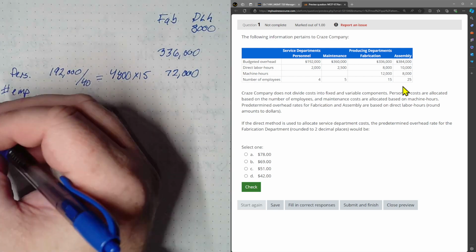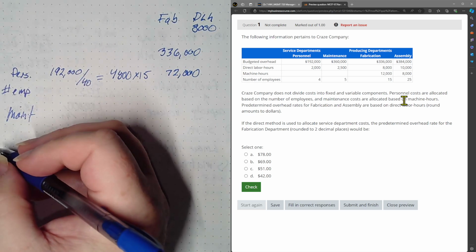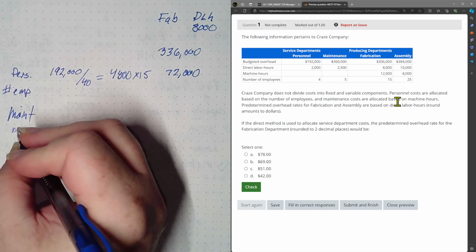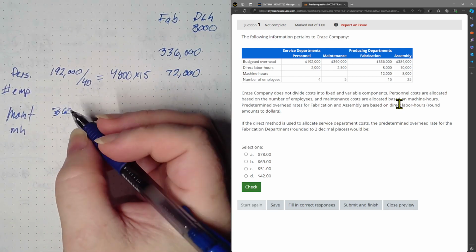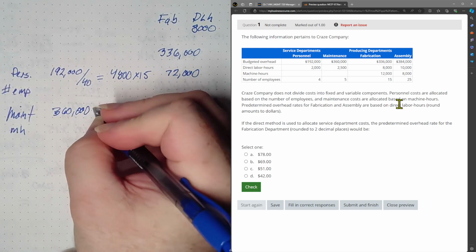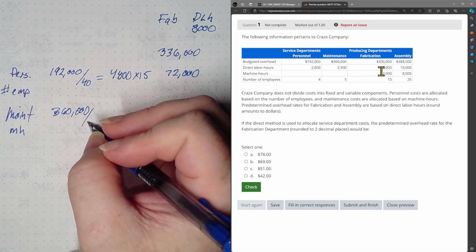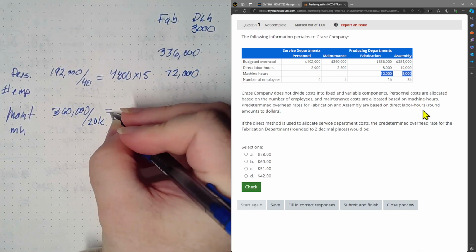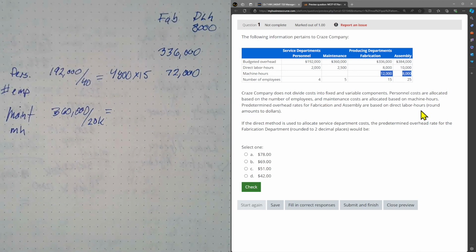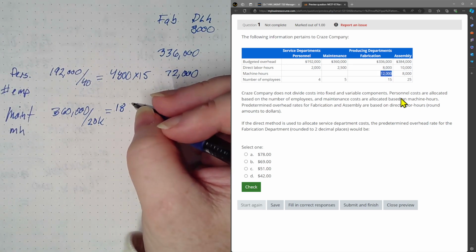Now we look at the maintenance department, and it does its allocation based upon machine hours. It has a total of $360,000 in costs. How many machine hours? It looks like there's a total of 20,000 in machine hours. So divide that out and it comes to $18 per machine hour. Now fabrication had 12,000.